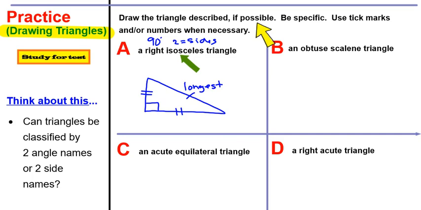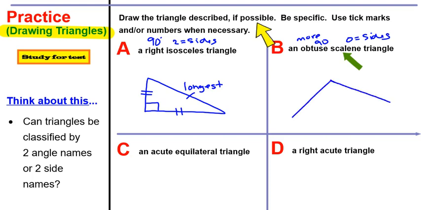All right. The next one, we're going to do letter B here. We need to do an obtuse scalene triangle. So again, we have two things that we're going to be doing here. Obtuse, we have to think more than 90. More than 90, and then when we talk about scalene, we're thinking that we have 0 equal sides. So I have to mark a triangle that has both of those things.